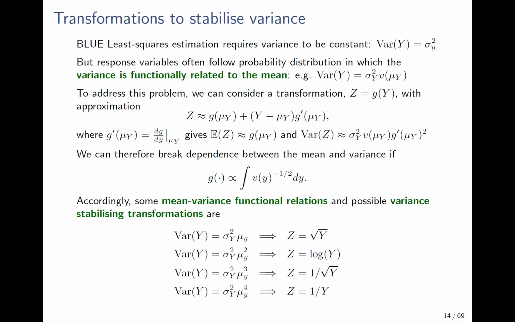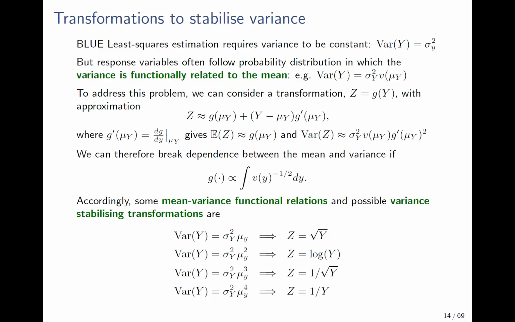That is, if g is proportional to the integral of v of y to the minus 1/2, then these two terms are going to cancel, and we're going to get a variance of z that is equal to sigma squared y. It's going to give us constant variance.